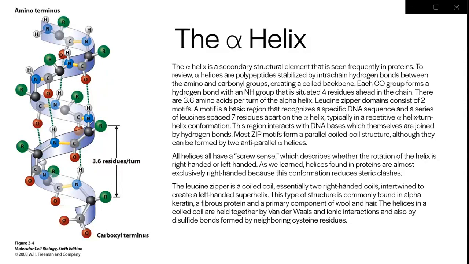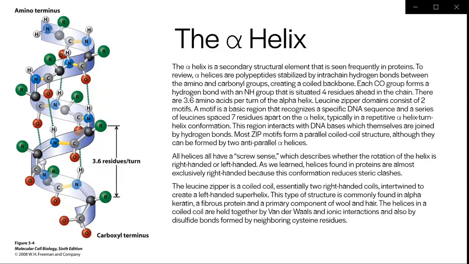All helices have a screw sense, which describes whether the rotation of the helix is right-handed or left-handed. As we learned, helices found in proteins are almost exclusively right-handed because this conformation reduces steric clashes. The leucine zipper is a coiled coil, essentially 2 right-handed coils intertwined to create a left-handed superhelix. This type of structure is commonly found in alpha-keratin, a fibrous protein and a primary component of wool and hair.